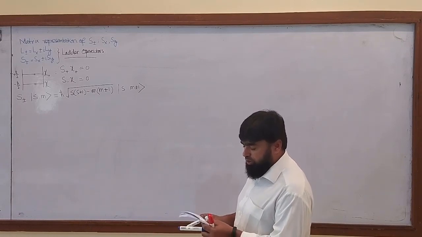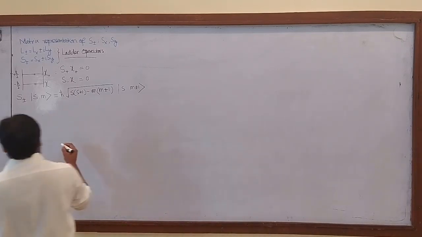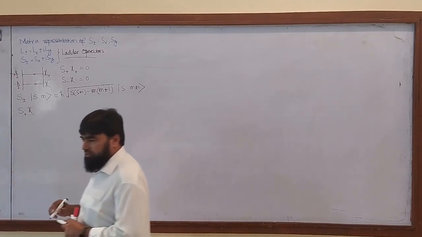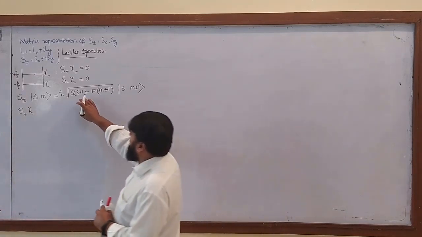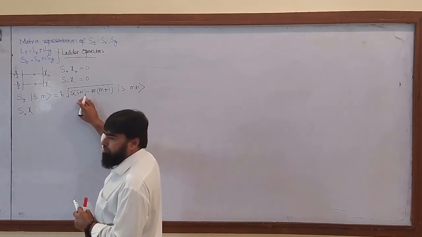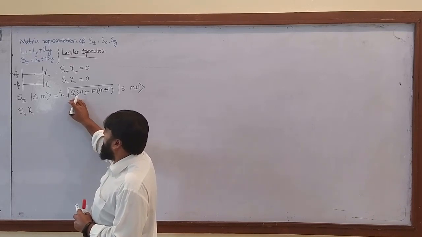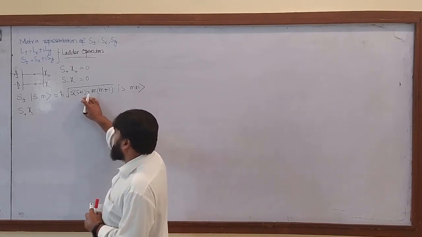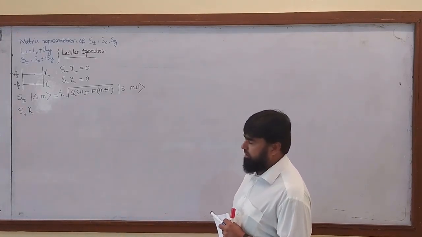But what about the situation when S plus will operate on chi minus? What will be the situation? So we will have to come back to this equation. And this equation also comes from the mathematics of spin. We will not derive this relation, but we will utilize it.